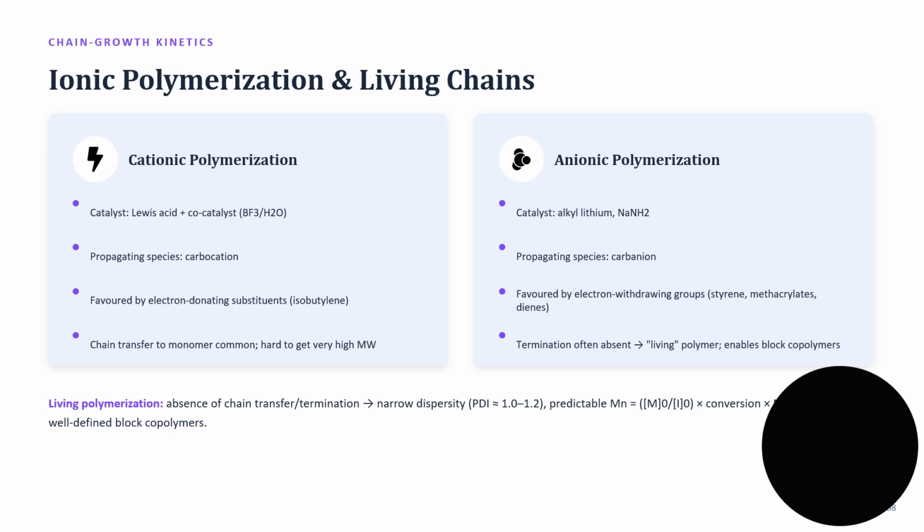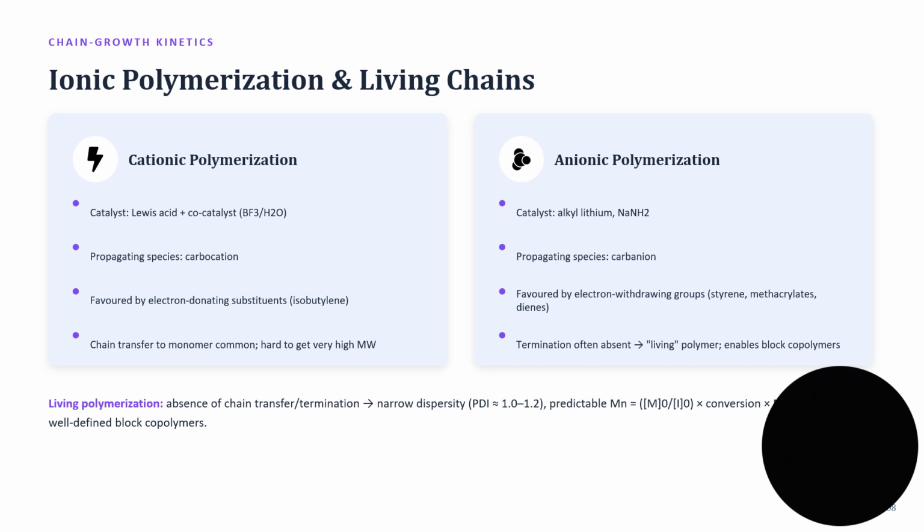Anionic polymerization uses catalysts like alkyl lithium or sodium amide. And here the propagating species is a carbanion. This is favored by monomers with electron withdrawing groups. Styrene, methacrylates, and dienes are classical substrates, and here's what makes anionic polymerization special. Termination is often completely absent. Once you run out of the monomer, the chain end simply sits there, still reactive. This is called a living polymer.